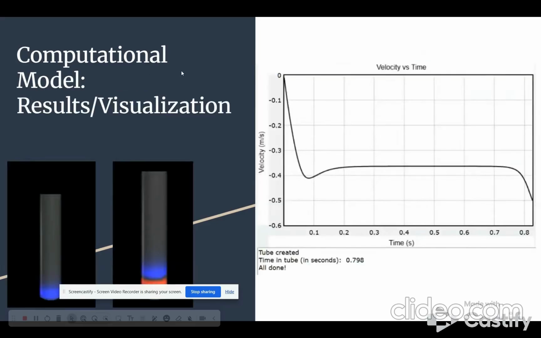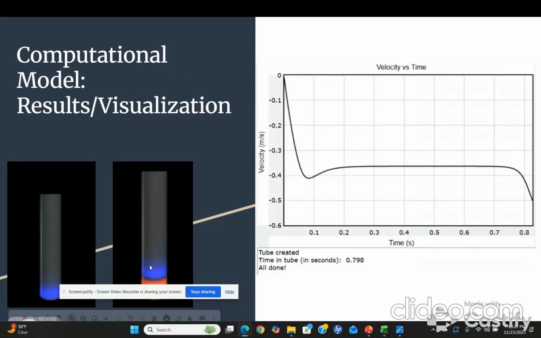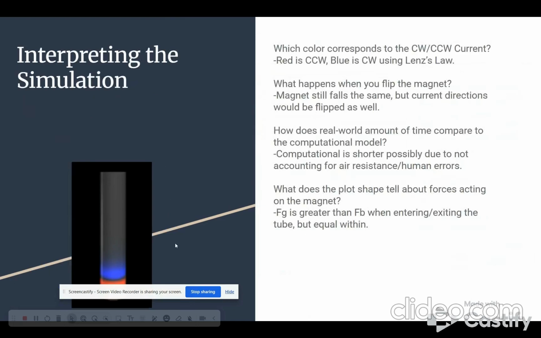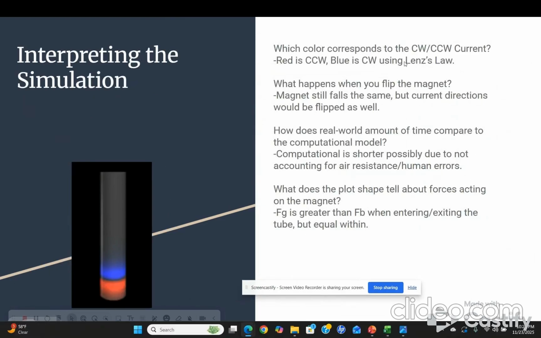So, computational model results and visualization. You can see over here a graph where the time in the tube is about 0.8 seconds. You can also see that the gravitational force equals the magnetic force during this horizontal part. Interpreting the simulation, the red down here is counterclockwise and blue is clockwise, which was found using Lenz's law. What happens when you flip the magnet? The magnet would still fall the same, but the current directions would be flipped as well.